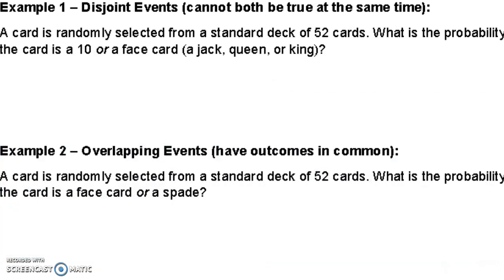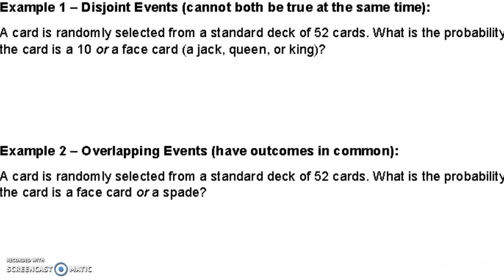So the first is the mutually exclusive case, where we've got a card that's selected from a deck of 52, and we want to know what is the probability that the card is either a 10 or a face card. So for our purposes, a 10 is not a face card. Face cards are only jacks, queens, or kings.